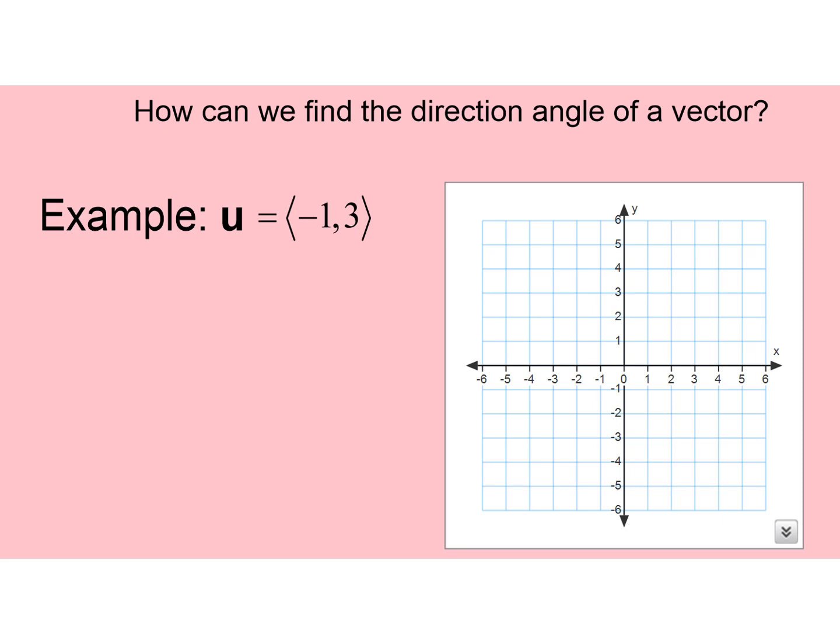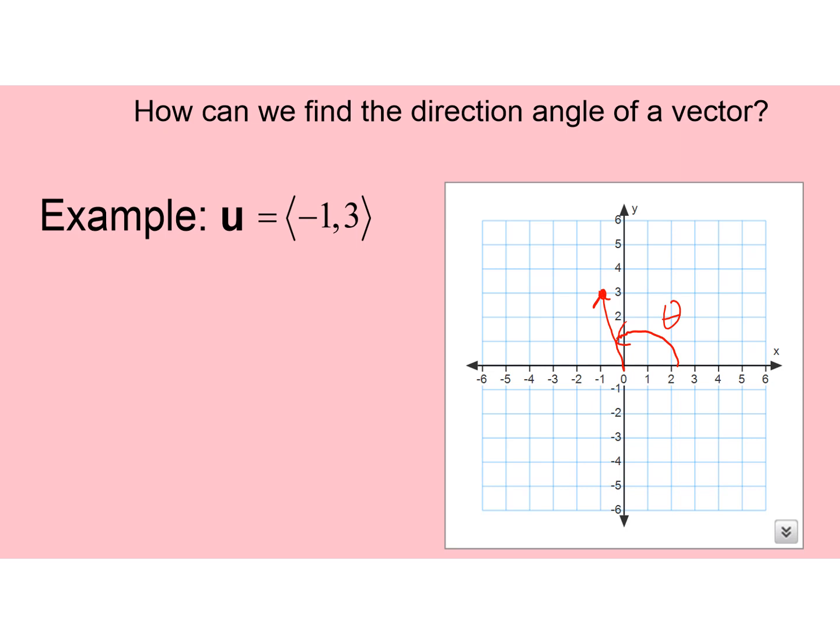It says, how can we find the direction angle of a vector? Going back and using that same vector that we started with, the vector u, which was ⟨-1, 3⟩, if I can draw that vector in again, to the left 1 and up 3, and that will be my terminal point. And again, we're trying to find the measure of this angle here.